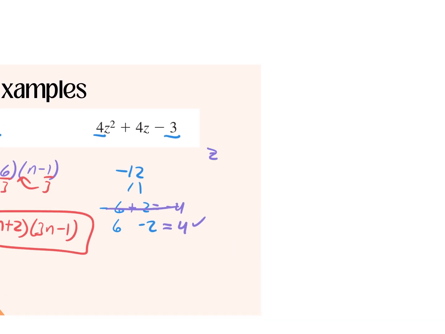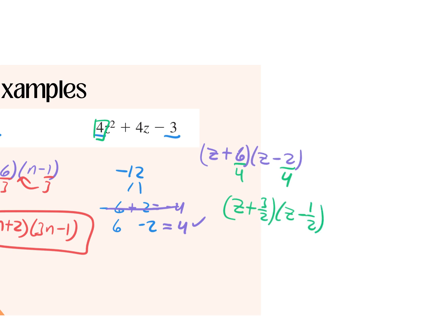All right, so it's going to be z plus 6 times z minus 2. All right, we have a 4 out front, so let's divide both of these by 4. So it's going to be z plus 3 over 2, z minus 1/2, right? Simplify all the way. You can't simplify any further, so you slide the fraction. So it's going to be 2z plus 3. Slide that one as well. It's going to be 2z minus 1.